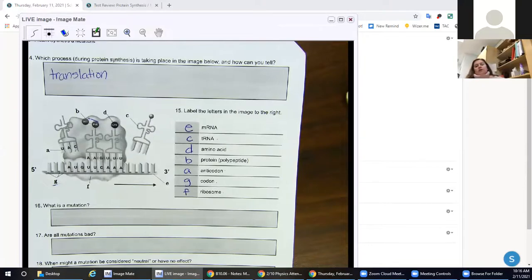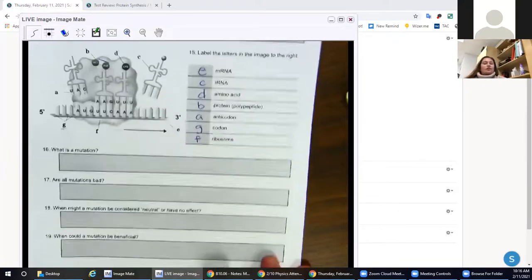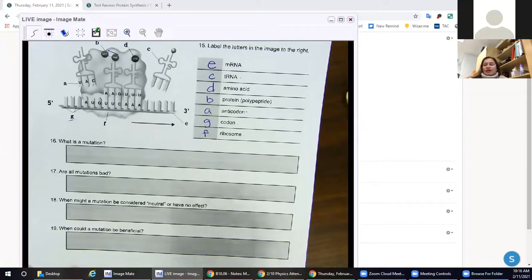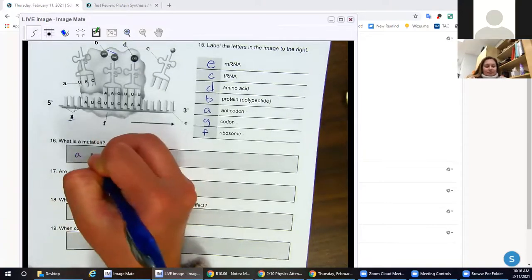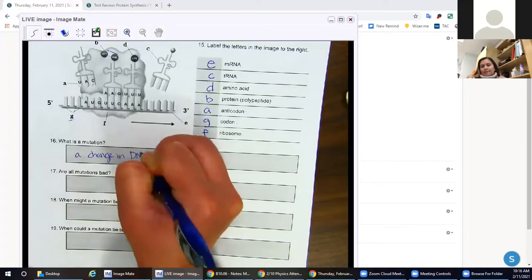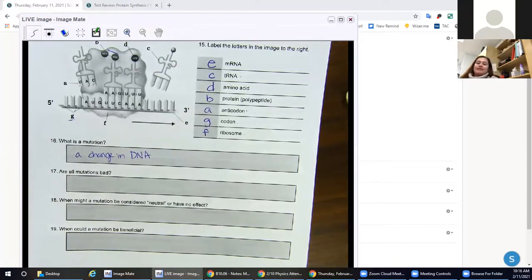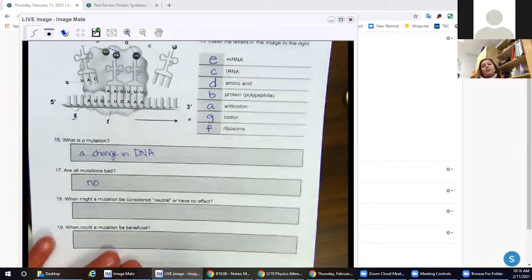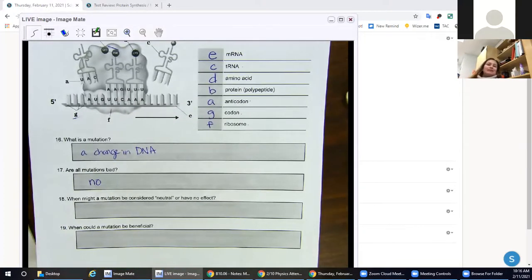All right. 16 starts off with mutations. So what is a mutation? It's just a change in DNA. Number 17, are all mutations bad? No, they don't all have to be bad. Remember, that's how organisms evolve. That's how they get different traits. And if those traits are beneficial, if they help them to survive, then that's a good mutation. We want to keep those.